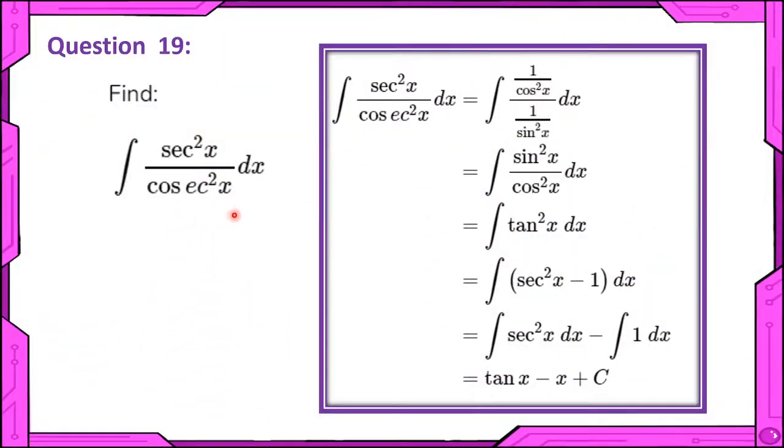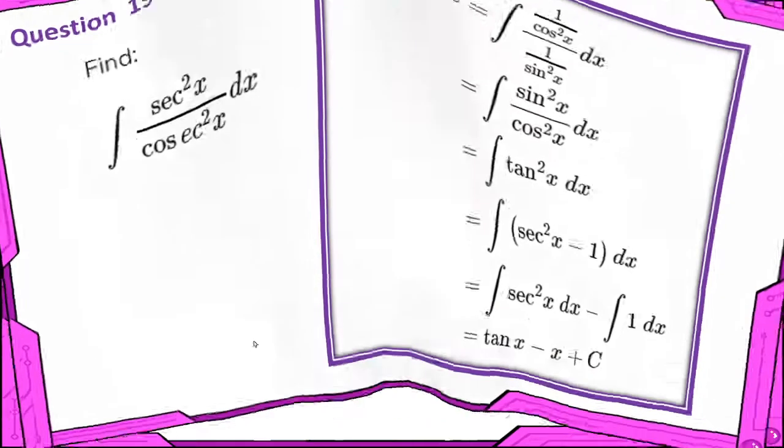Sec^2 x upon cosec^2 x. Convert them into sine and cos, we will get tan^2 x. Again this is an identity that we did in class 10th. Sec^2 x minus 1, split them. Sec^2 x, what is the integral? Tan x. 1, what is the integral? x, and plus c. Very simple.